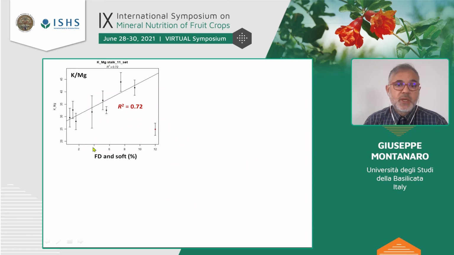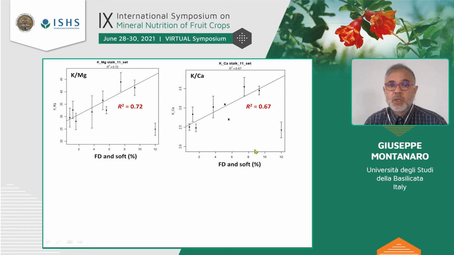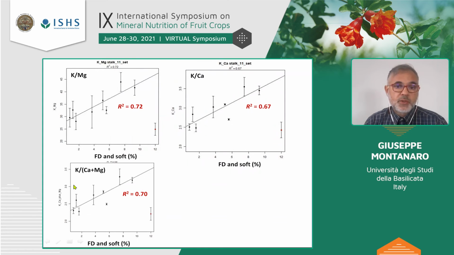We can see effectively that fruit drop is roughly linearly correlated with the potassium and magnesium ratio, excluding this dot here in the fitting procedure. And also similarly for the potassium and calcium ratio, and also using this other ratio. This is a quite good correlation.